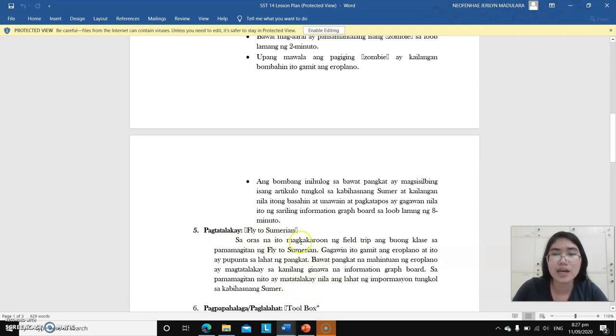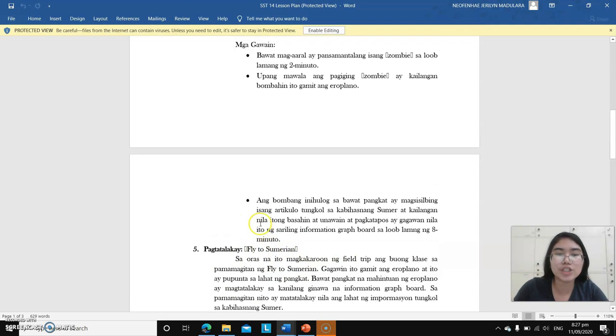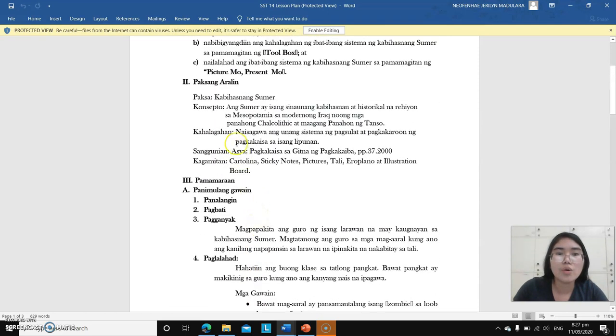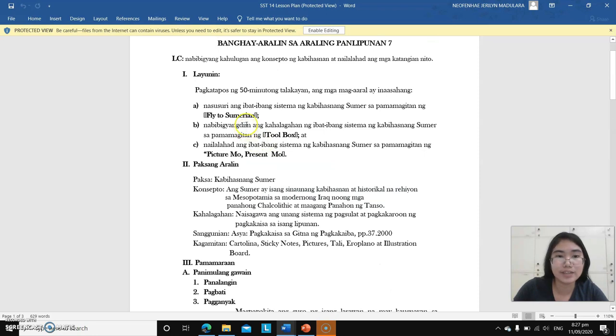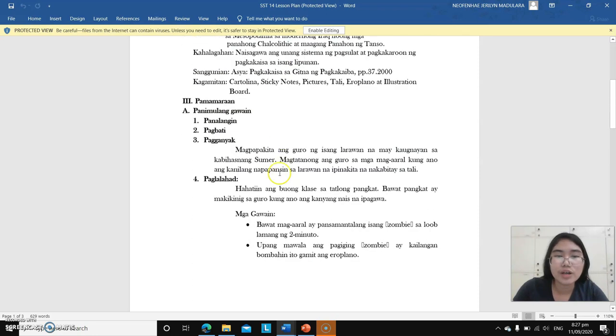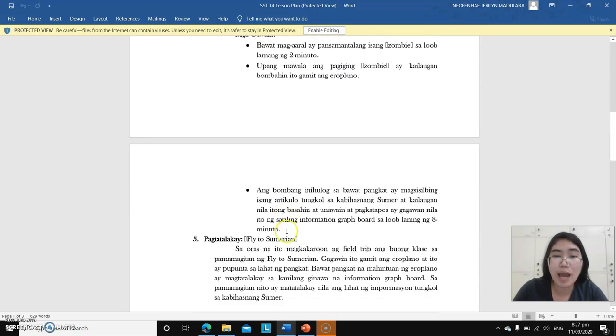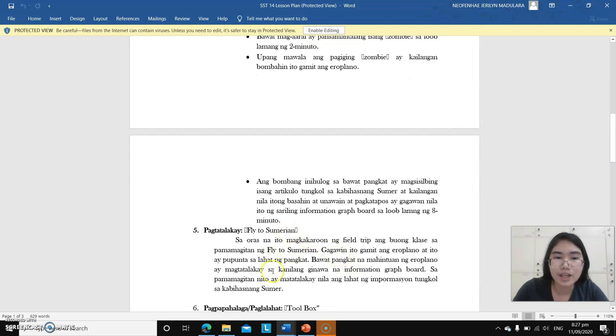In this specific process, learning objective number 1 is attained. Nasusuri, they will be able to analyze the different information about the Sumer civilization through making an information graph board. So, lesson objective number 1, check, is attained.